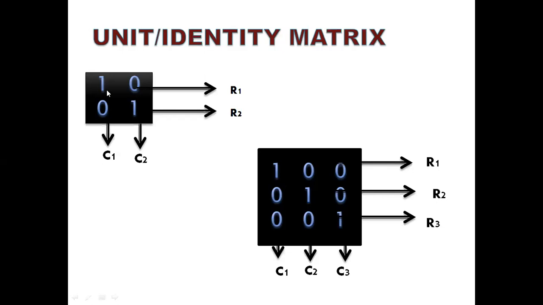Yeah, the principal diagonal elements are 1. The remaining elements are 0. The principal diagonal always starts with the first element in the first row. So all the principal diagonal elements are 1. When the rest of the elements are 0, the matrix is known as a unit matrix or identity matrix.